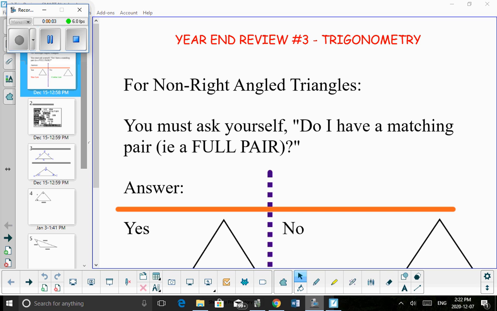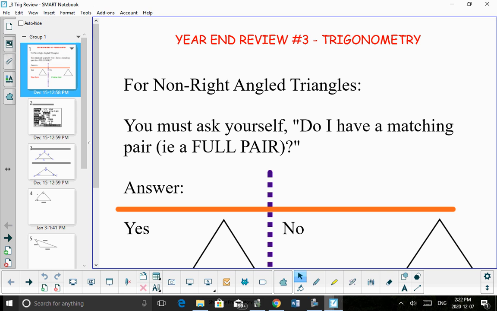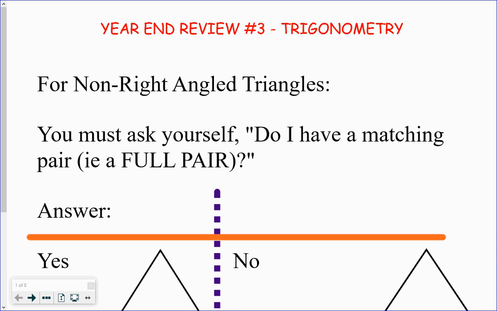Okay, guys, let's move on to year end review number 3, onto trigonometry. So the trigonometry that you did in grade 10 was all about SOHCAHTOA and Pythagorean theorem, because all the triangles that I gave you were right angle triangles. Well, in 20-2, pretty much none of the triangles are right angle triangles. So when we're dealing with non-right angle triangles, you're no longer allowed to use SOHCAHTOA or Pythagorean theorem.